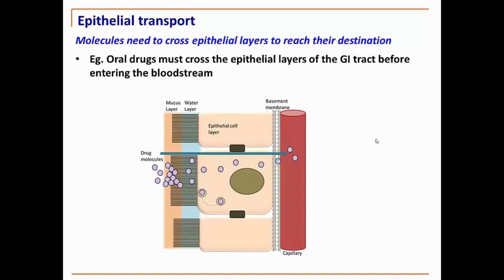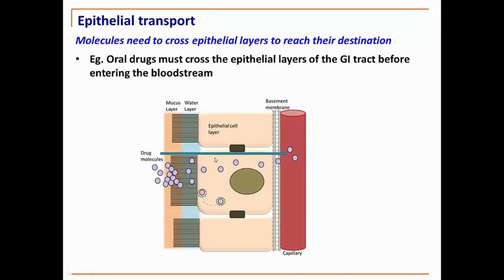So, for example, oral drugs, so you take a drug orally, must cross the epithelial layers of the GI tract before entering the bloodstream. So you may take your paracetamol or your aspirin, for example, or your ibuprofen. You take that, it comes into your GI tract. Of course, that's in tablet form. It has to dissolve out first, so it has to break down. It has to dissolve and become soluble.